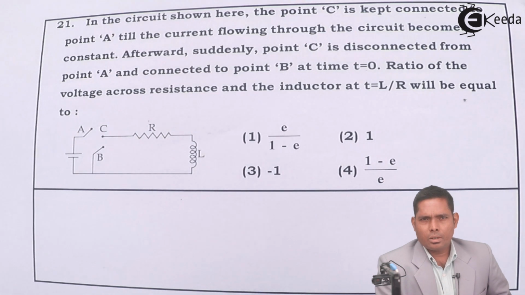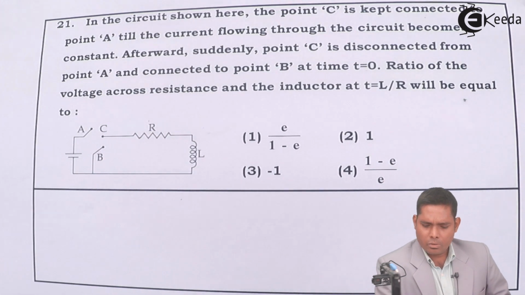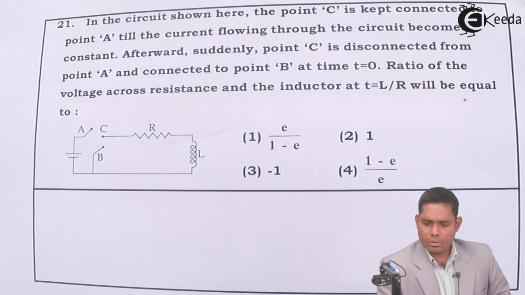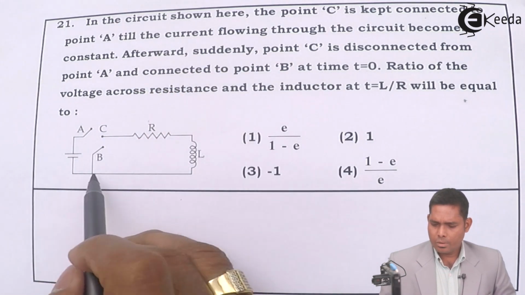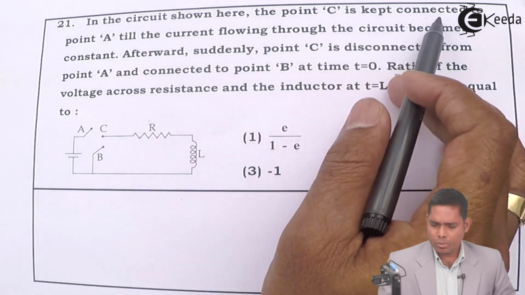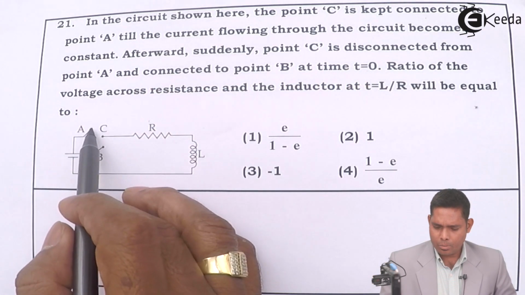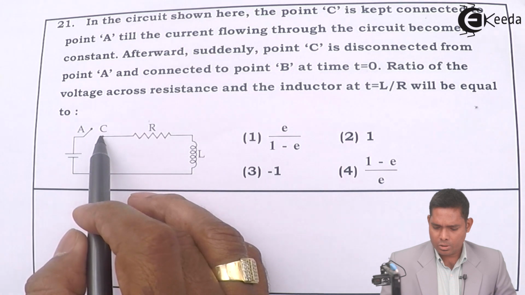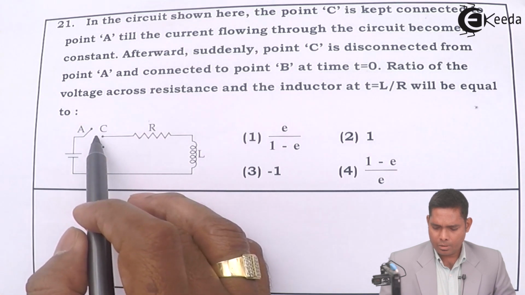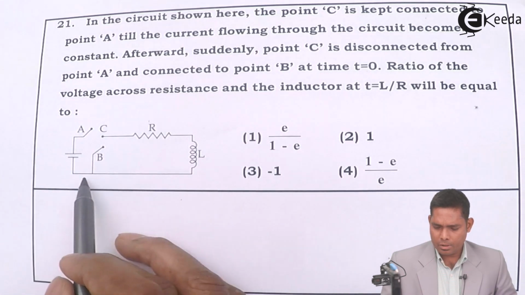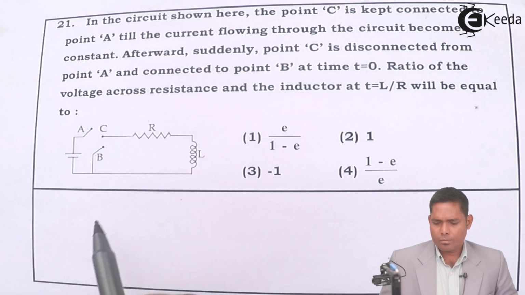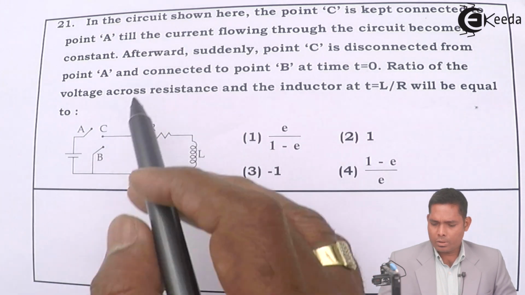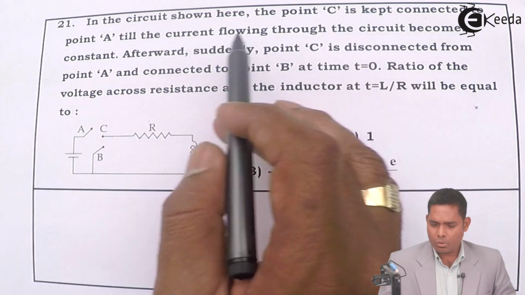Hello students, let us solve the next question, question number 21. In the circuit shown here, the point C is kept connected to point A. That means if you close this CA path, this will become a complete circuit. So current will start flowing through this outer boundary till the current flowing in the circuit becomes constant.